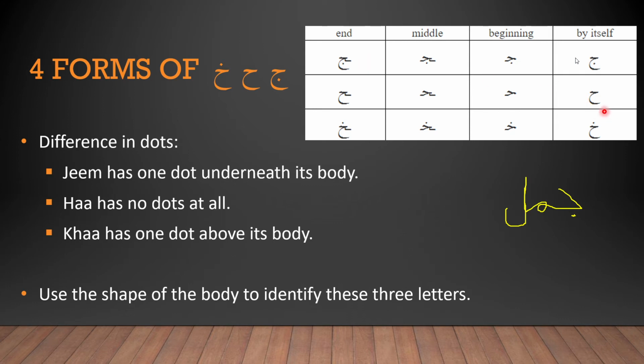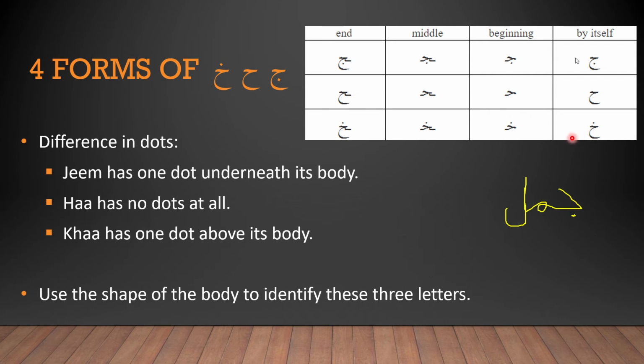KHaa also has the same body structure, except that it has no dots. In the beginning, it loses its lower arc. In the middle, it loses its lower arc again because it's connecting with a letter on each side. And in the end, it has its lower arc because there's no letter after it, and it has an extension only because it's connecting with the previous letter.